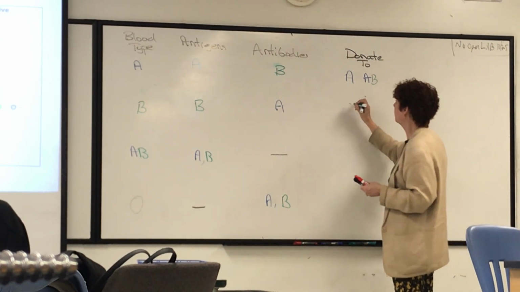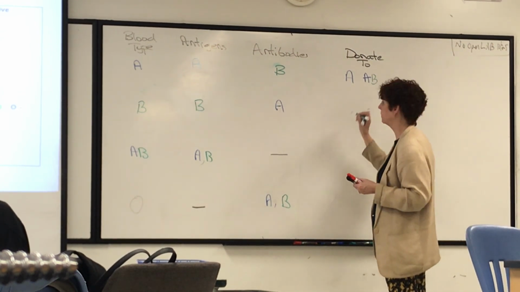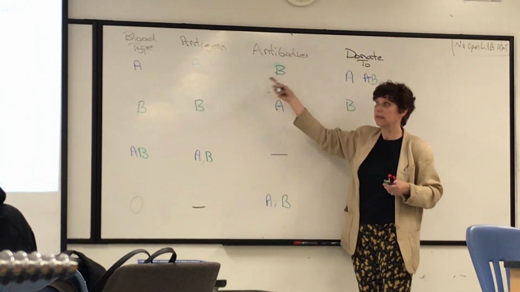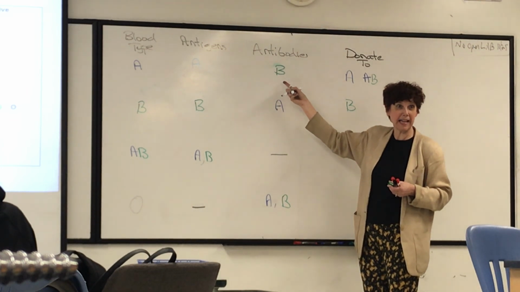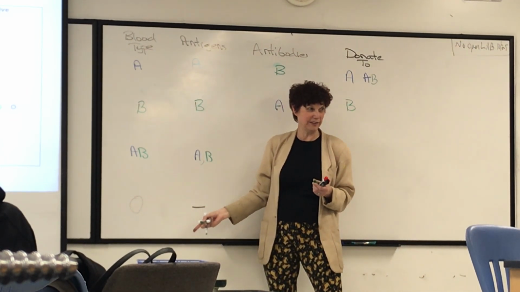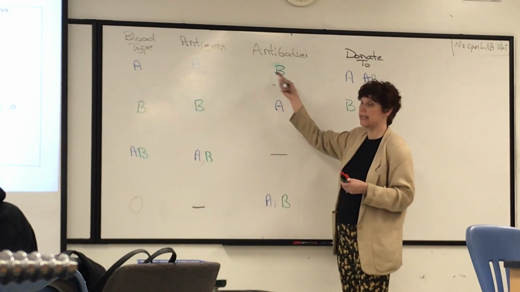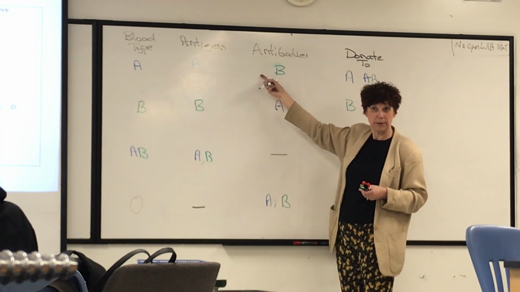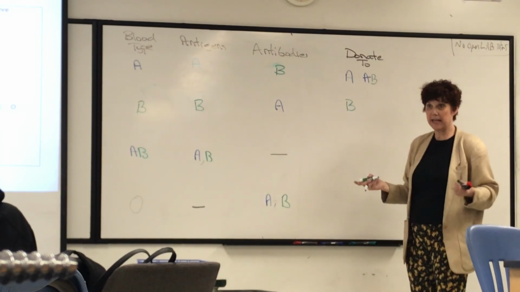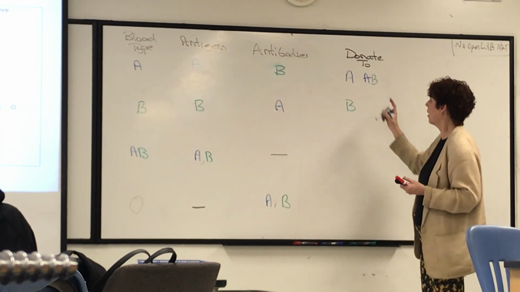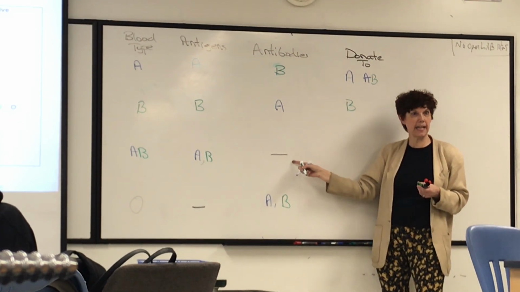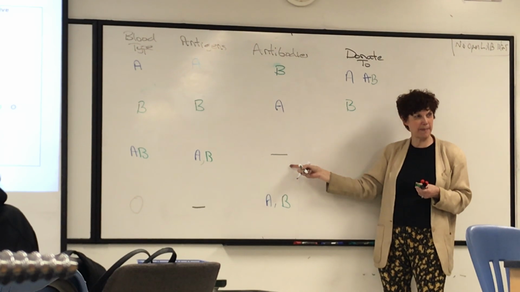So now we have blood type B can donate to itself. Can it donate to blood type A? No, because there are antibodies against B in blood type A. You can always donate to yourself, but you can't donate to someone else that has antibodies against you. If they don't have your antigen, they have antibodies against you. Okay? So I can donate to B, and there are no antibodies against B in type AB.